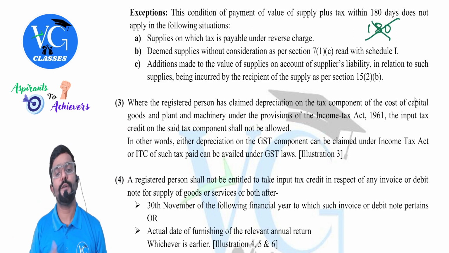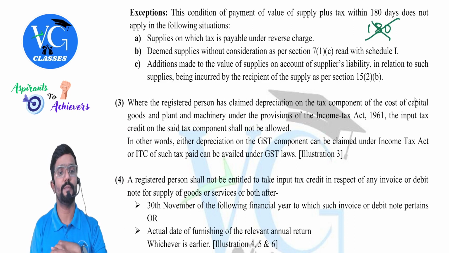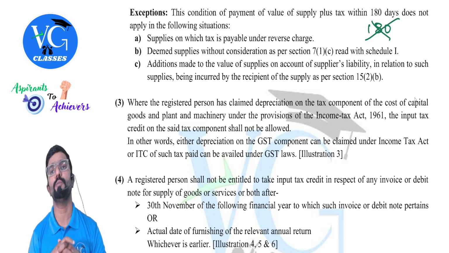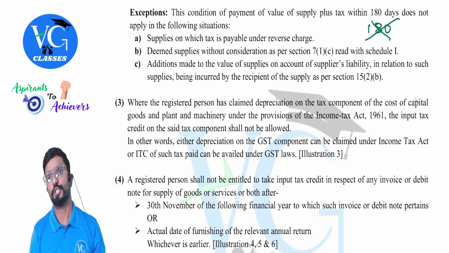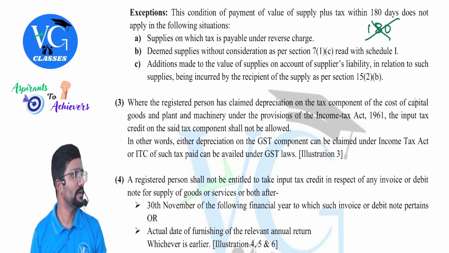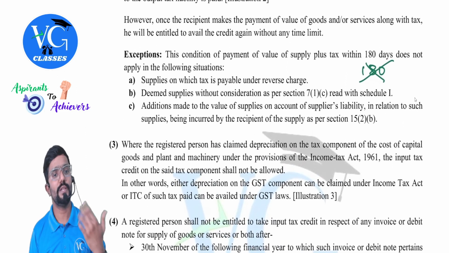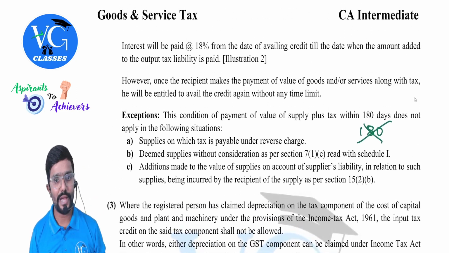Additions made to the value of supplies on account of supplier's liability in relation to such supplies being incurred by the recipient of supply as per section 15(2)(b). In simple terms, liability of the supplier paid by the recipient to the third party. So in this case, there is no 180 days concept, guys. For this, I have an illustration.